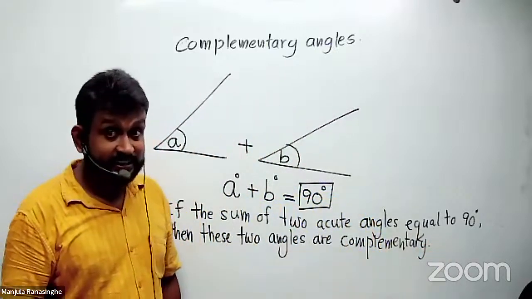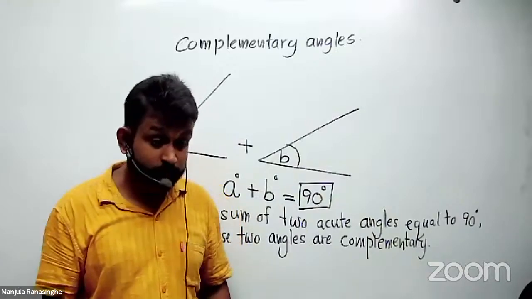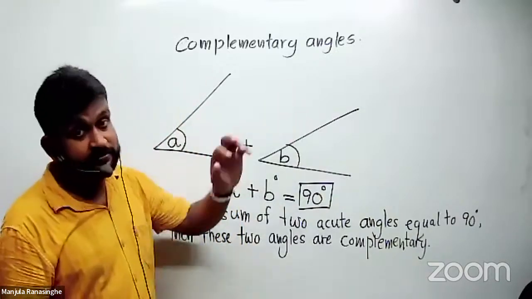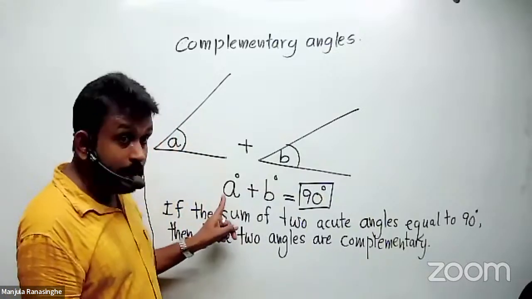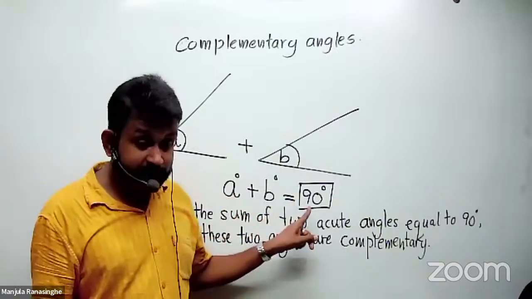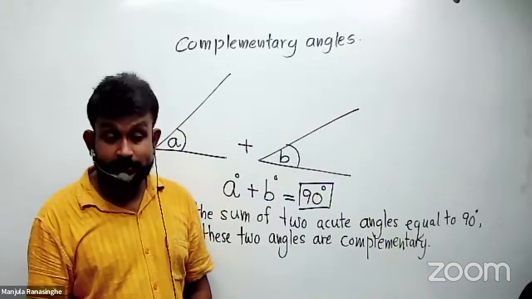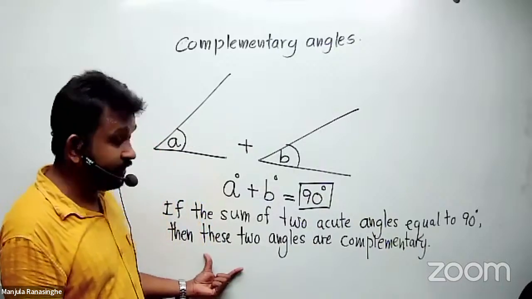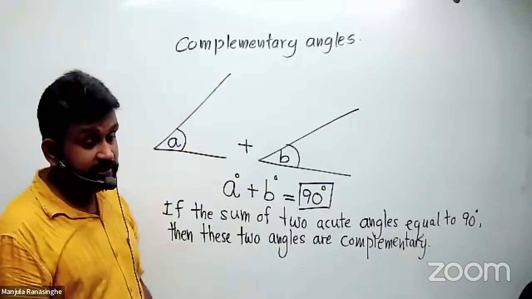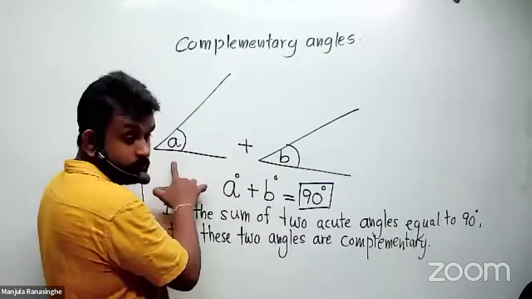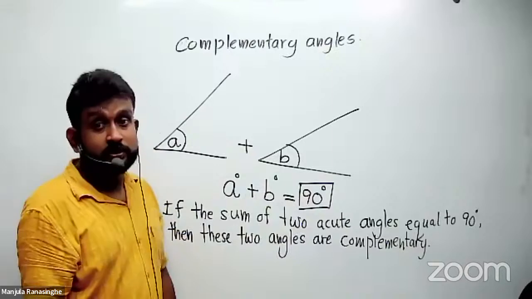I mix the wording, complementary and supplementary. Sum is 90 degrees, that is complementary. Sorry for that. The next part is the supplementary. If the sum of any two angles is 90 degrees, then these angles are called complementary angles, right? Now you can write down what is the complementary angle, because our topic is complementary angle. You can sketch these two angles, add them to equal 90 degrees, and below write down the concept.